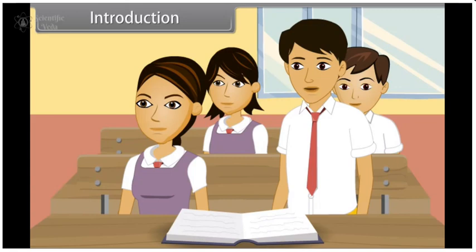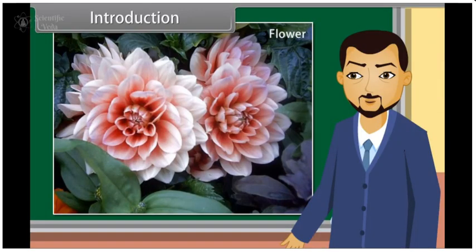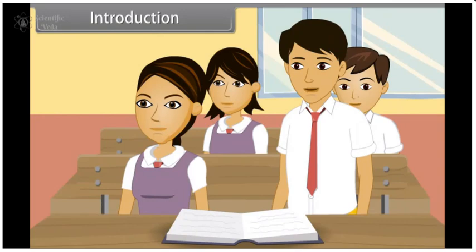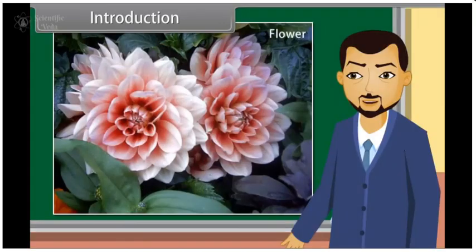Which part of a plant takes part in sexual reproduction? Flowers are the reproductive part of plants. How do these beautiful flowers reproduce to form a fruit and seed? Okay, let us learn about sexual reproduction in flowering plants in detail.